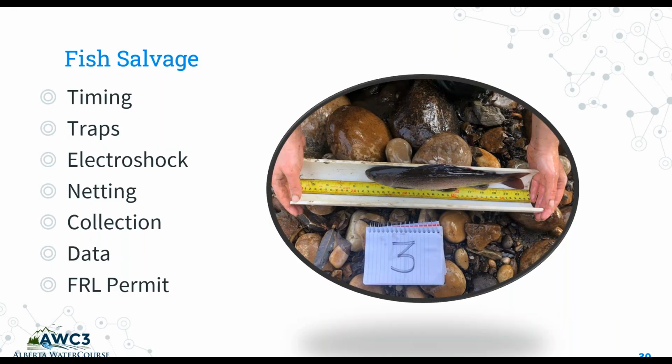Fish salvage. So we've got our isolation in place, our dams in place, our pumps in place. We are now going to make sure we have time for our biologists to come in and help out with our fish salvage. They need time to do this. We may have set up traps prior to pumping to trap some of the species. They need the time to do their electroshocking properly. They may be netting if we've got large outlet pools. They have to collect their data, and they also need to complete information for their fish research license permit.